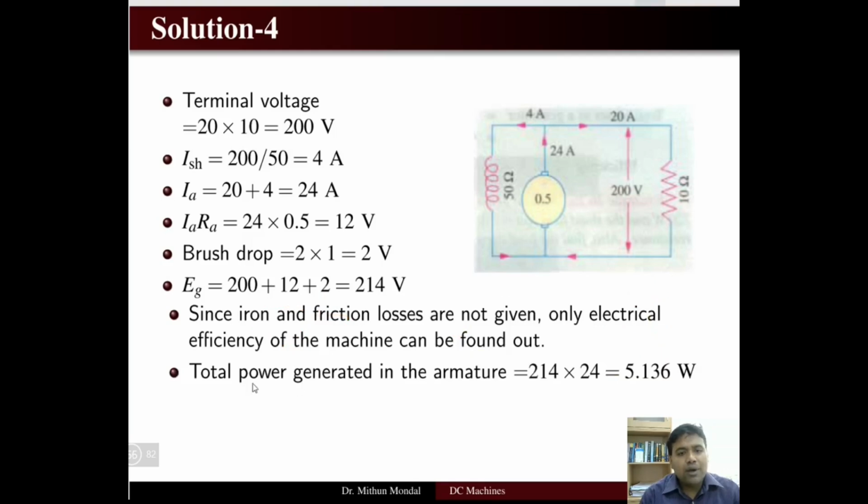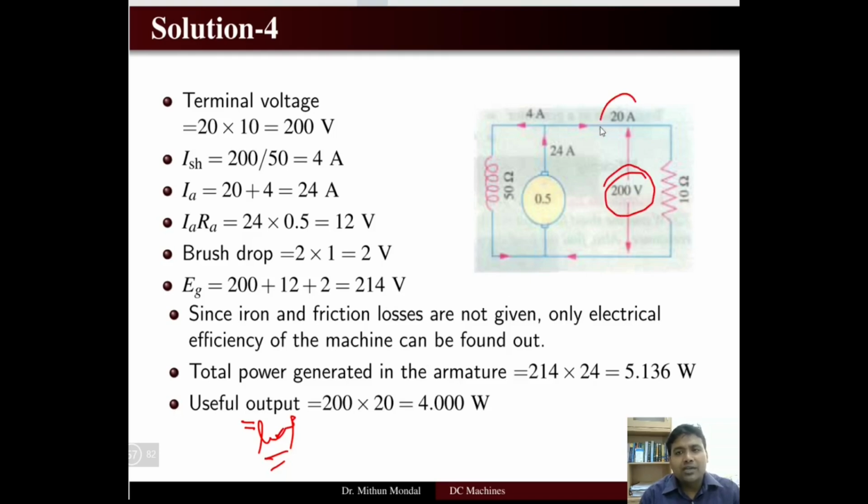Okay, so the total power generated in the armature you compute first. So power you can compute from the knowledge of the voltage and the current. So here in the armature, the generated EMF is 214 volt and 24 ampere is the current coming out from the armature. So net power is 5136 watt, that is generated at the armature. And the useful output means the power that is obtained in the load. So it is equal to 200 volt multiplied with the current 20 ampere. So you'll get 4000 watt in the load.